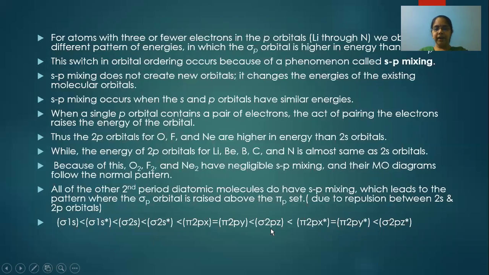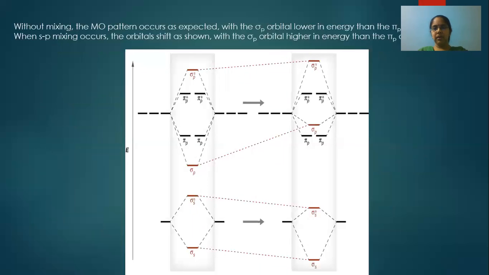So only we find the change in energy order among these molecular orbitals, that means sigma 2pz and pi 2px, pi 2py. This change in energy order in the molecules from lithium to nitrogen is mainly because of the mixing of the s and p atomic orbitals, where the phenomenon is known as sp mixing. Now this is the comparison of the energy level diagrams between the molecules with sp mixing and without sp mixing.